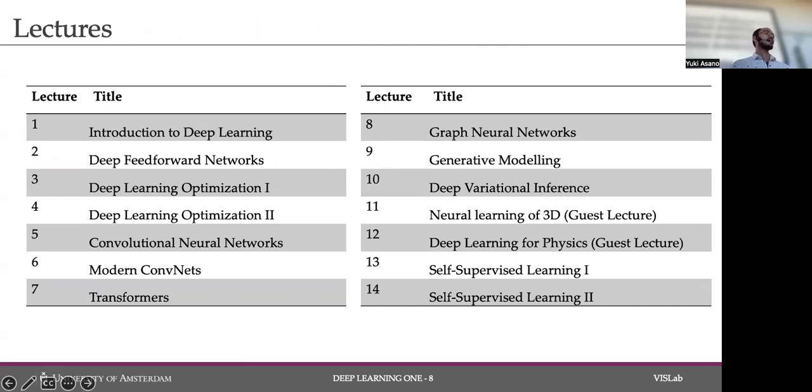And then a specific type of neural networks. We'll look into convolutional neural networks and transformers, graph neural networks. And then we'll talk about a different paradigm of generative modeling, deep variational inference, and applications into 3D space, which are very recent. So we'll have a guest lecturer for this, as well as applications into physics, also very recent. We'll have a guest lecturer.